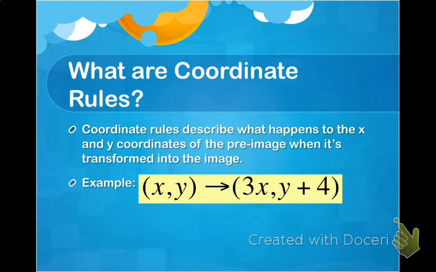So let's start off with what coordinate rules are. They describe what happens to the x and y coordinates of the pre-image when it's transformed into the image. For example, we might be told that the coordinates (x, y) are transformed into (3x, y + 4). So that doesn't tell us what the original coordinates were, it just tells us what happened to them.